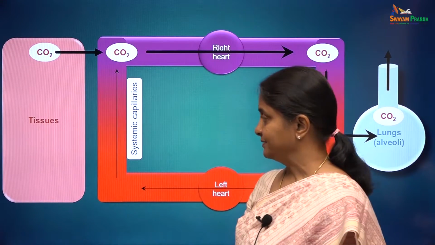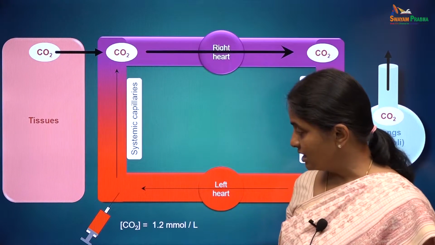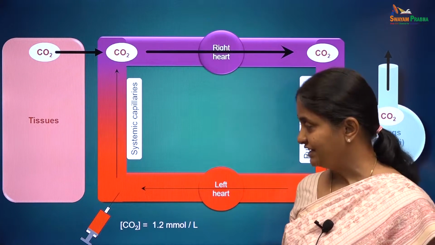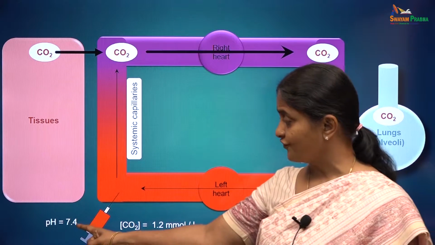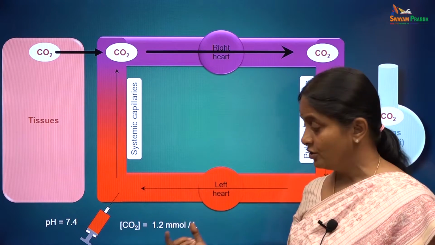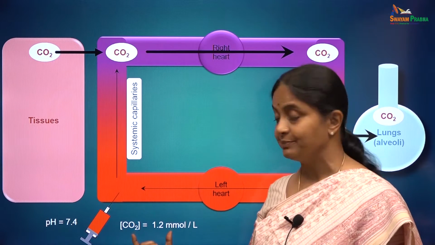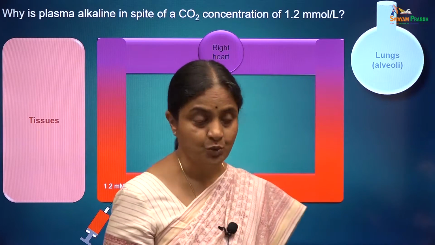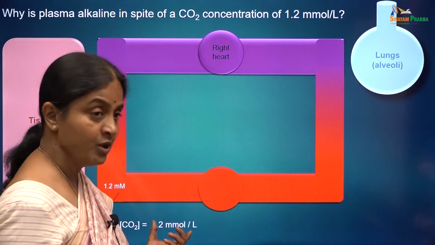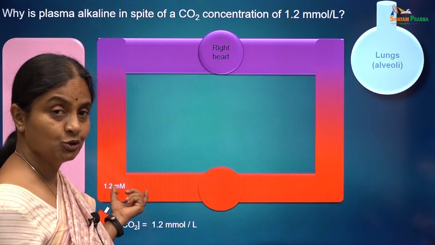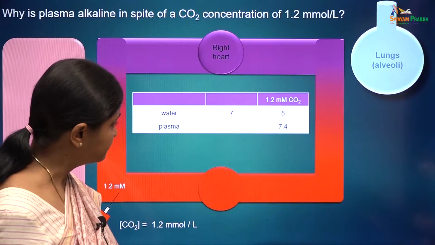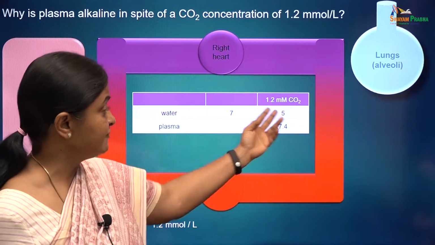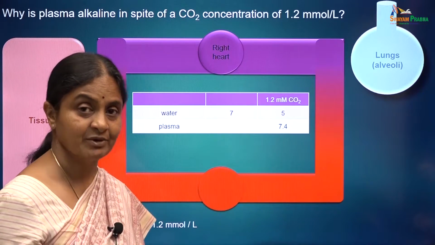What about plasma? If you take a sample of arterial blood, the carbon dioxide concentration in that will be 1.2 millimoles per liter, and we know that pH of blood is 7.4, though we have so much carbon dioxide present in blood. So, the question we have now is why plasma pH 7.4 even though there is 1.2 millimoles per liter carbon dioxide in it. We know that pH of water with that amount of carbon dioxide is 5, but what makes the plasma pH to be at 7.4?